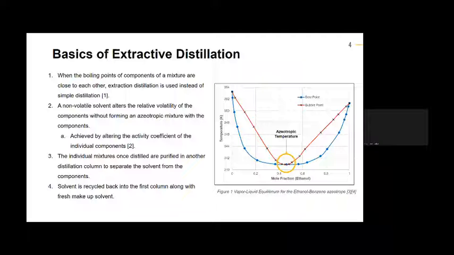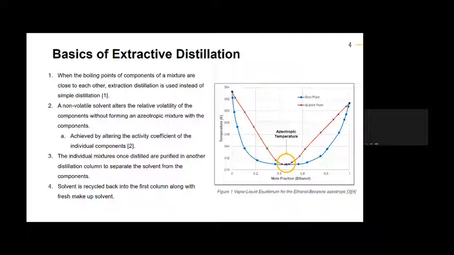Now, inside this extractive distillation process, we use a non-volatile solvent. What this non-volatile solvent does, it's basically a polar compound, and it alters the relative volatility of the components without forming an azeotrope with them. Because if it forms an azeotrope down the line, it will be very difficult to separate them. So that's why this forms a non-azeotropic mixture with the individual components, and it basically achieves it by altering the activity coefficient of the individual components.